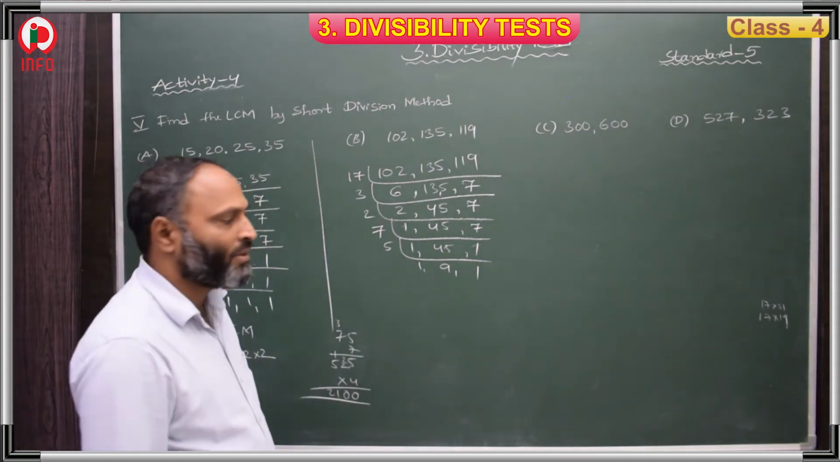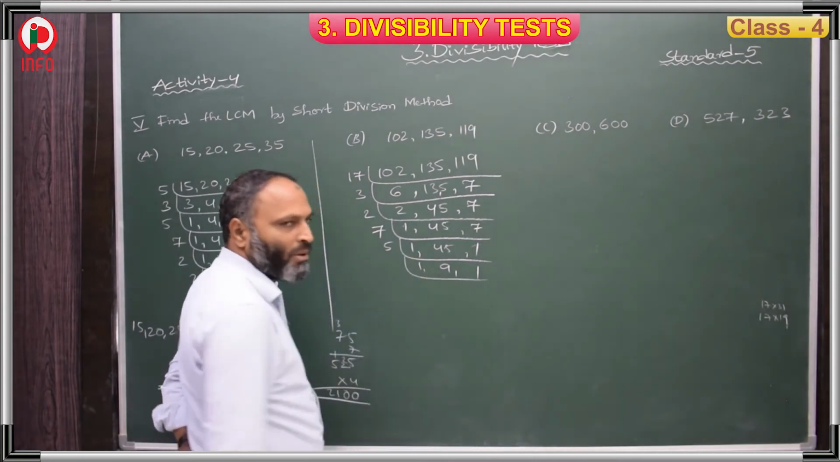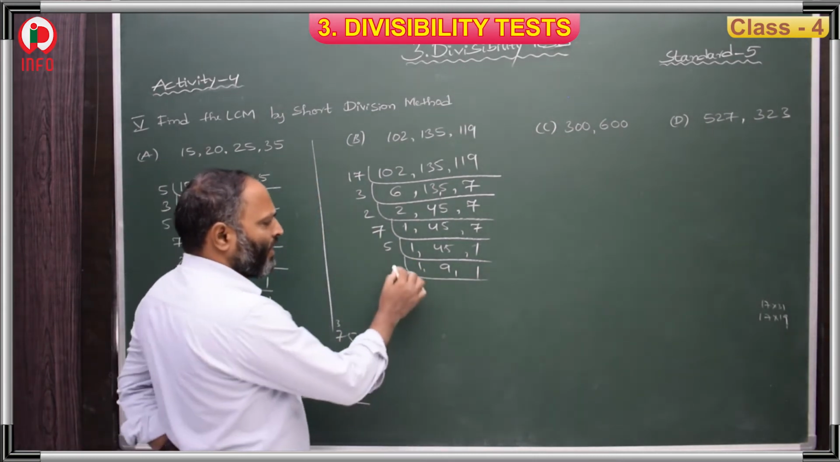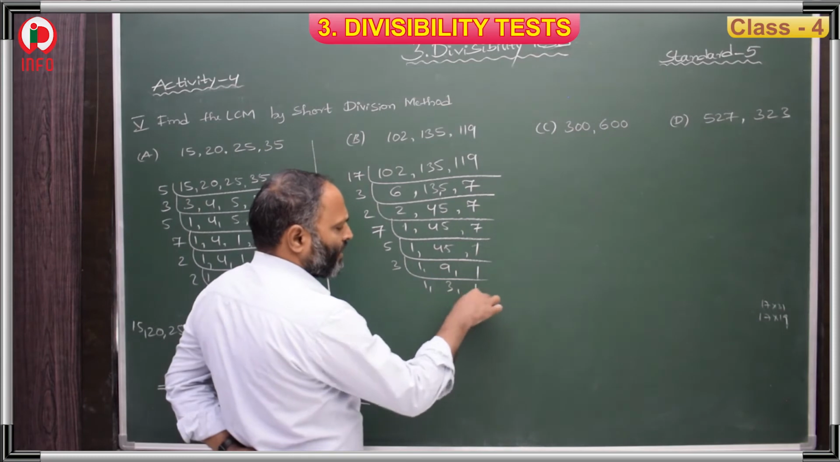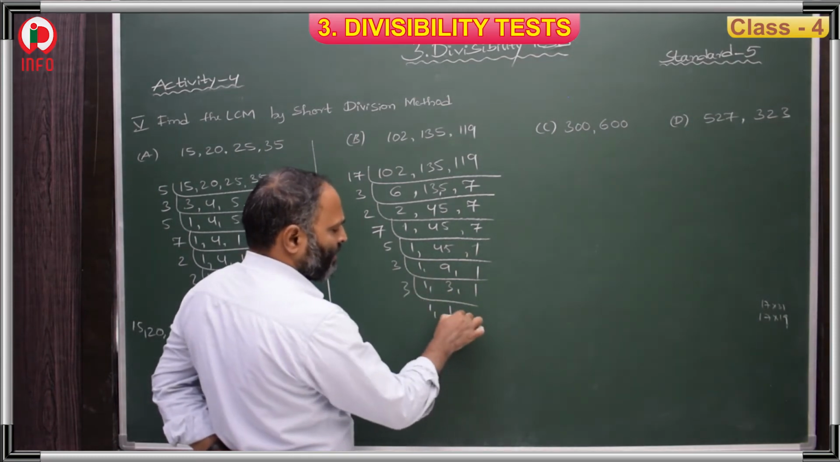Only one number is left. Otherwise, if you want to divide 45 into prime factors, that is your wish. 3, 3 threes are 9. Again 3, 3 ones are 3.